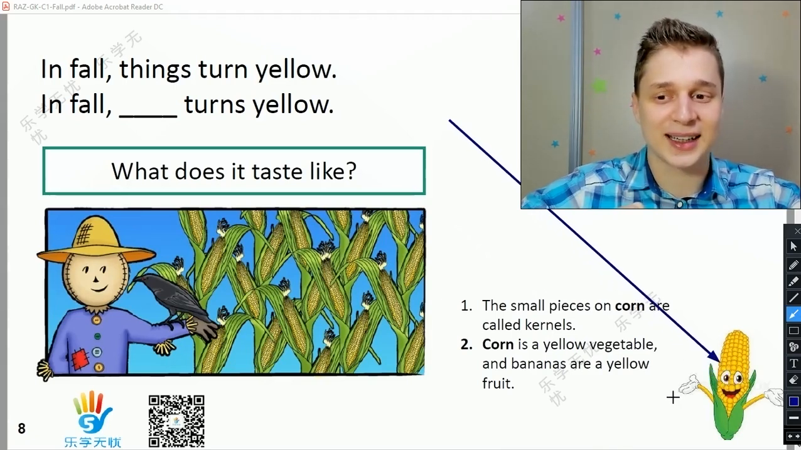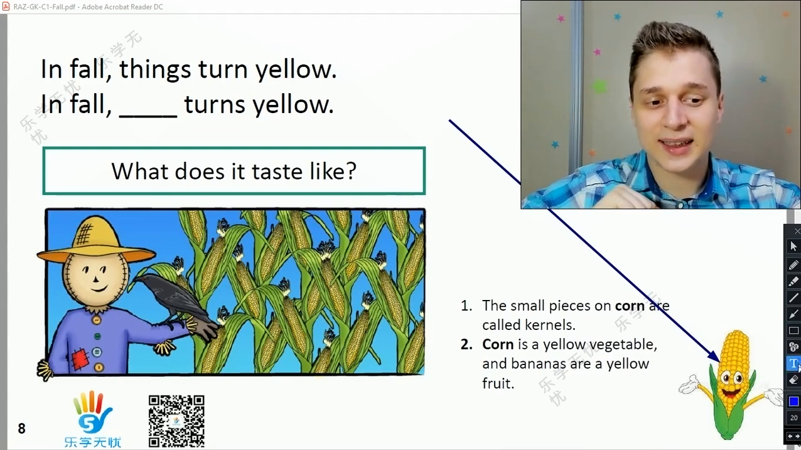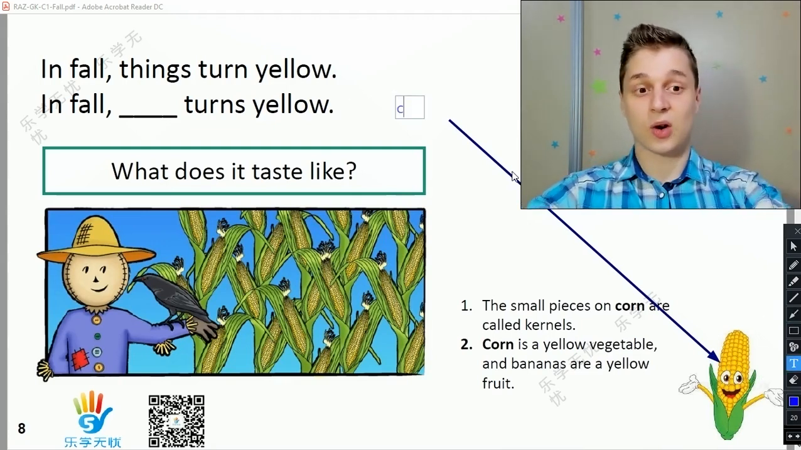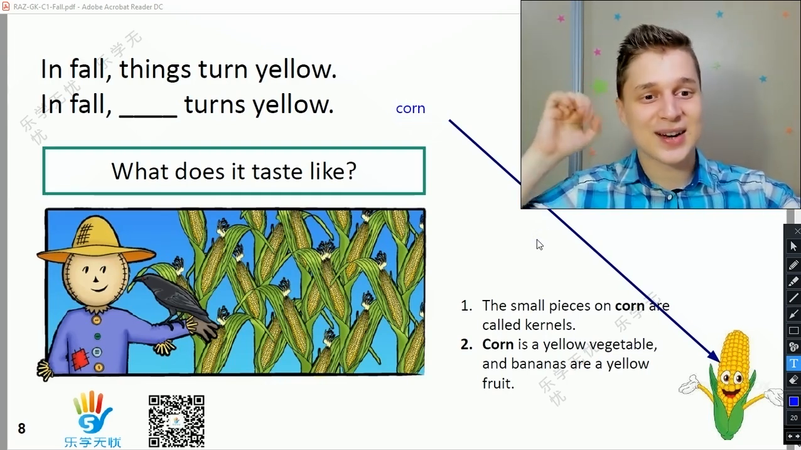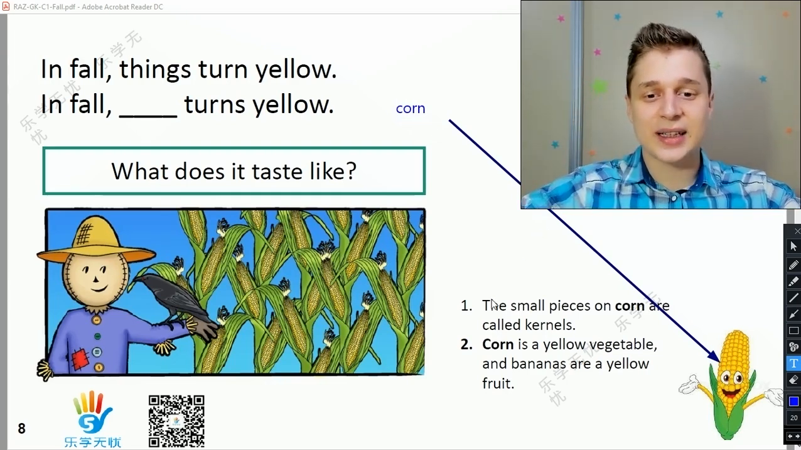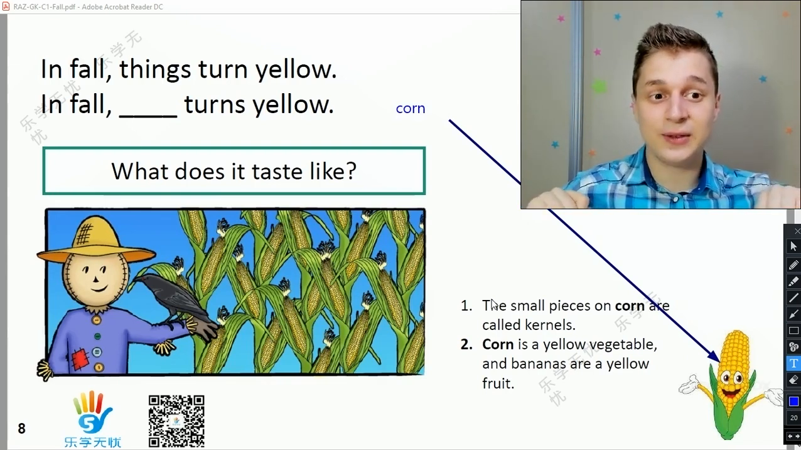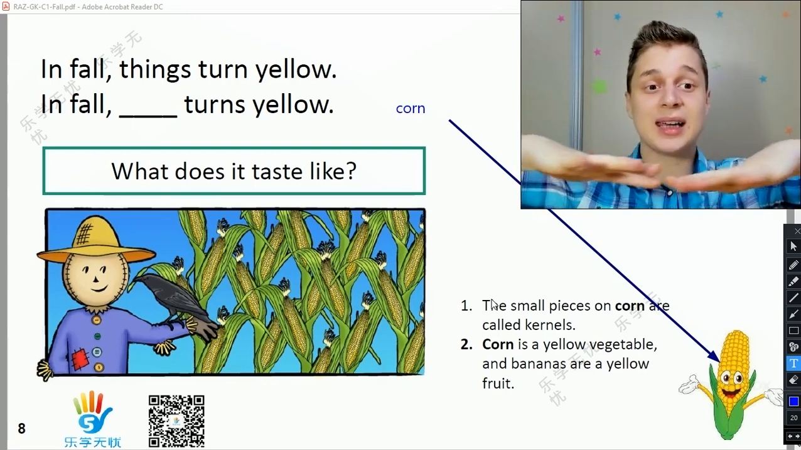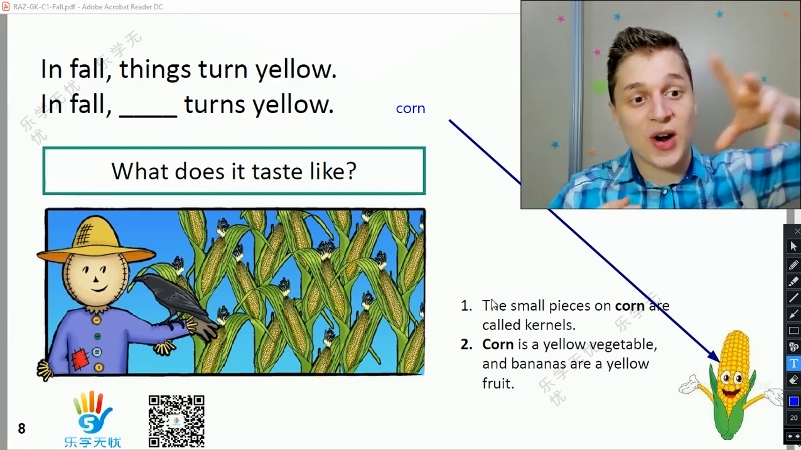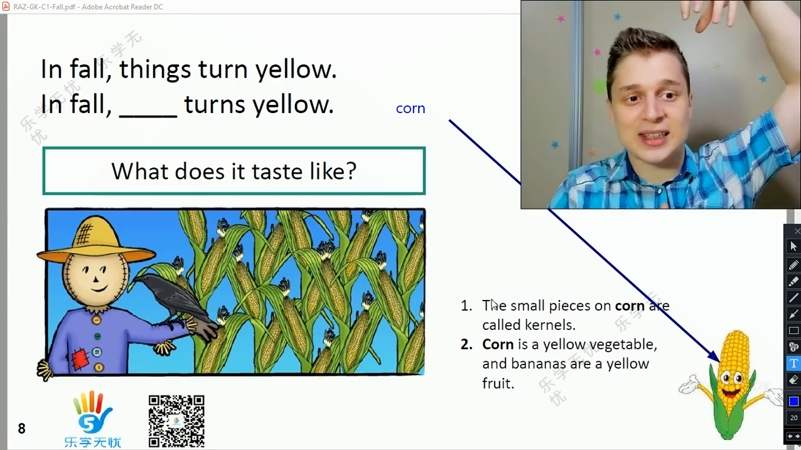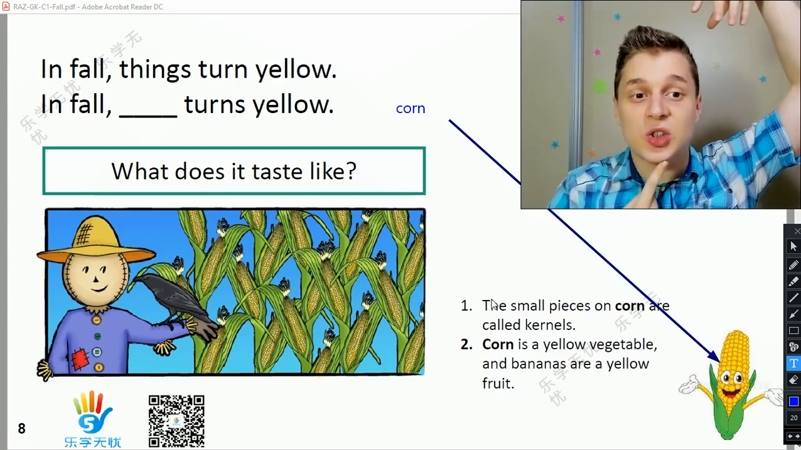What's this thing right here? Can you tell me? Do you know its name? This is called corn. Let's say it together. Corn. Corn is yummy. I love it. And I especially love to see a big cornfield. See, corn doesn't grow on its own. Corn grows on those tall sticks that we call stalks.